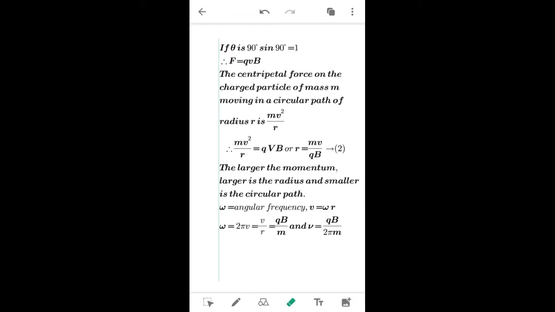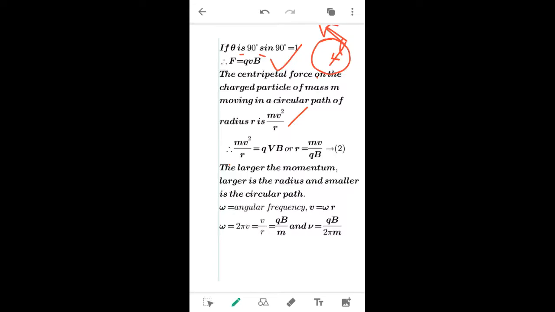Here this is the velocity of the charged particle, and here this is the force. So these two are perpendicular to each other. The force is maximum when theta is 90 degrees and sin theta equals 1. Therefore force equals QvB. That will be the maximum force experienced by the charge in the circular motion. When it is moving in a circular motion, this force is balanced by the centripetal force, that is given by mv square by r.